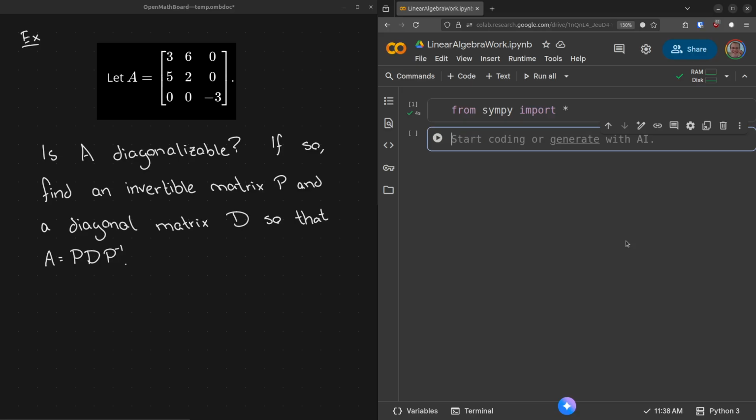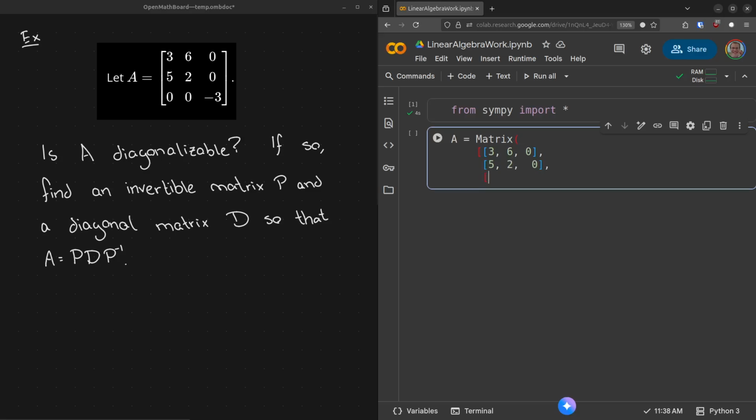We could do it by hand, but it is a lot of work to find those eigenvalues and eigenvectors. So let's let the calculator do the hard work for us. So I'm going to input the matrix. First row is 3, 6, 0, second row is 5, 2, 0, and last row is 0, 0, -3. And we want to find the eigenvectors of A and their associated eigenvalues.